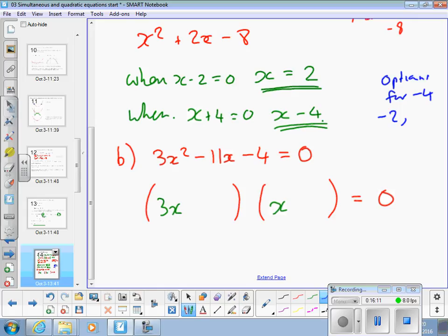Minus 2 and minus 2 times minus 2 is plus 4, yeah? So it's minus 2 and 2. Minus 4 plus 1, plus 4 and minus 1. Okay, so we've got three options that will make the minus 4. And here we've got to make a minus 11, with one of those numbers also being multiplied by 3 as well as x. How can we make minus 11?